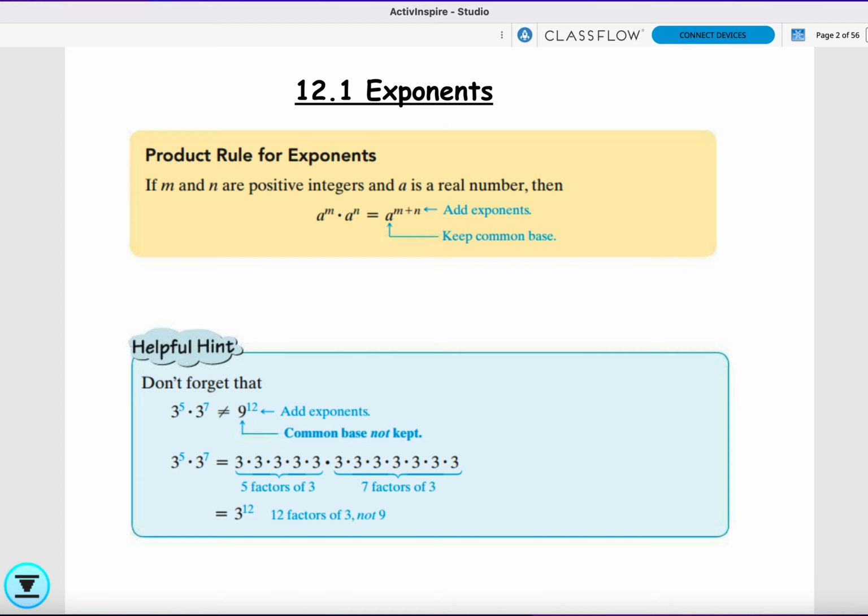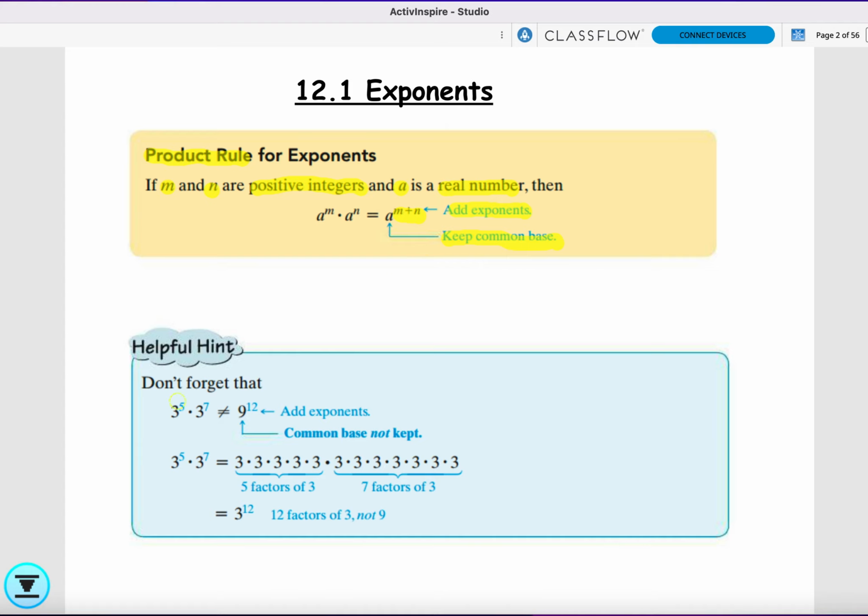Okay. The first thing we're going to go ahead and talk about is the product rule for exponents, guys. So that means if m and n are positive integers and a is a real number, then a to the m times a to the n equals a to the m plus n, so we would be adding the exponents and we just keep the common base. A doesn't get messed with at all.